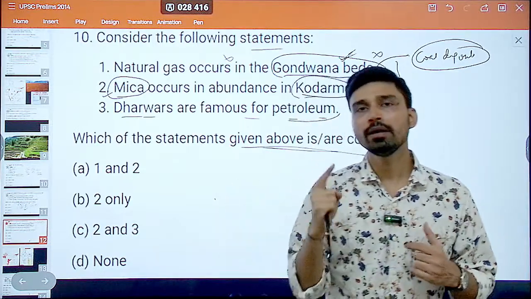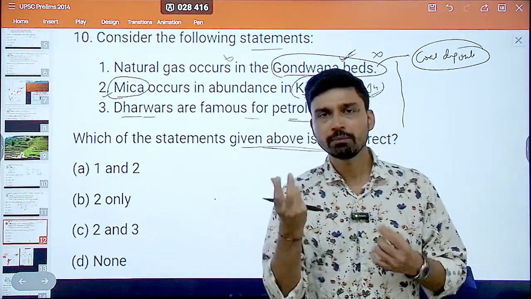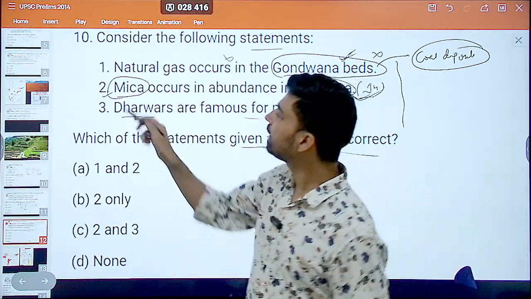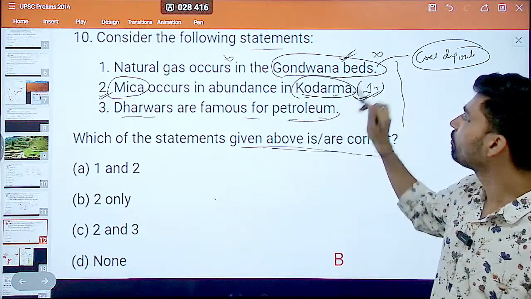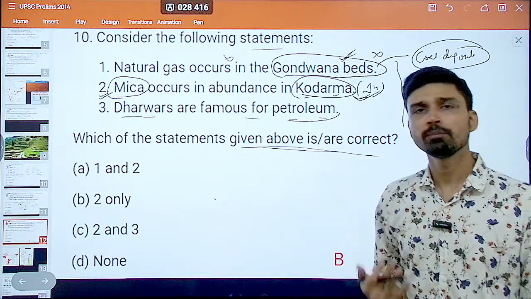So when the power lines are passing through electric poles, especially high voltage lines you talk about, the insulating material, a disc shaped material, grey kind of material that you might have seen, that grey disc like material is what is mica. So they are obviously found in Koderma. Dharwars, obviously we do not have any petroleum deposit in Dharwar.